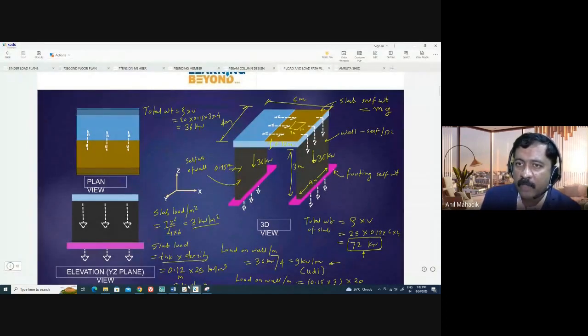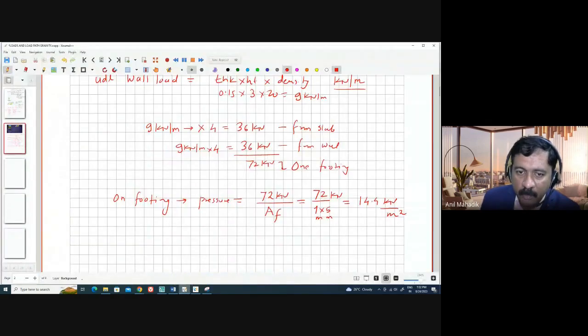So slab will have its weight. It will transfer half load on the wall, half load on this wall. Then self weight of the wall is also there. So total slab load plus wall load will transfer on the footing. Now don't forget that footing is also having self weight.